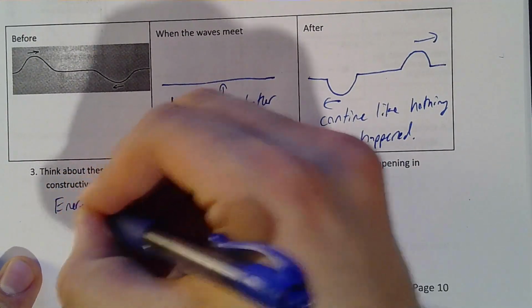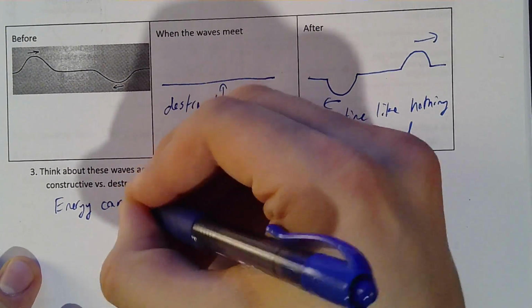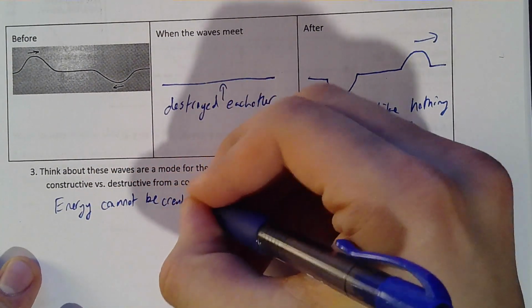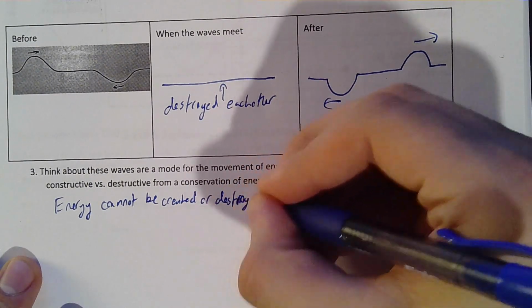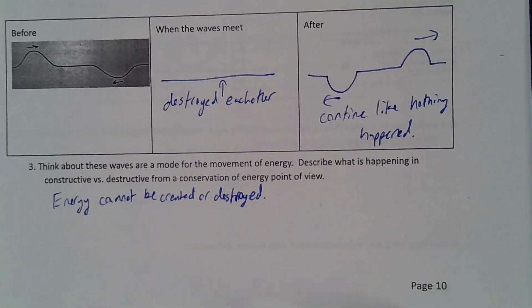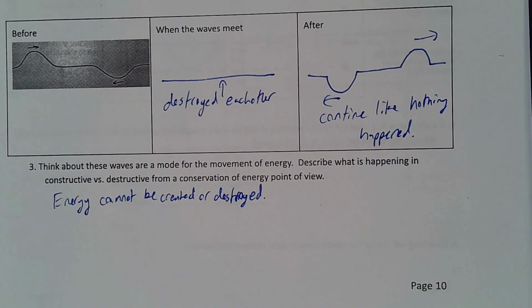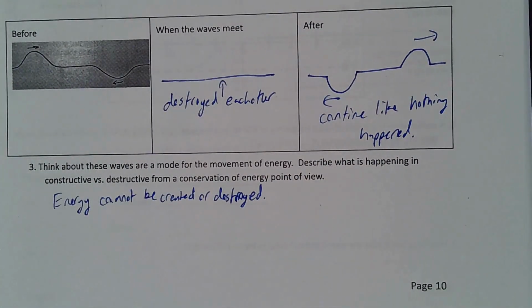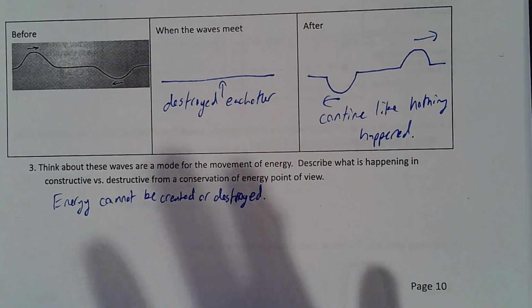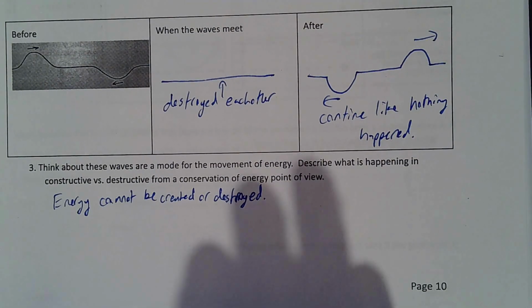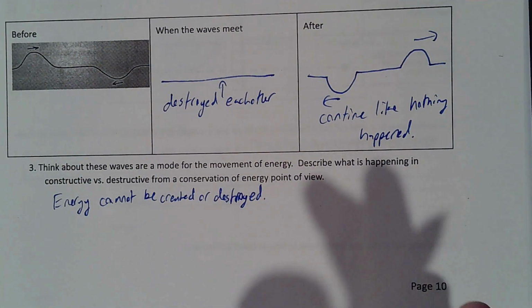Energy cannot be created or destroyed. Energy can't be created or destroyed. The wave that's traveling, wavity, wavity, wavity, is a movement of that energy. If we have the wave as the movement of energy and the amplitude of the wave as that energy, well, the amplitude has to represent the energy and cannot be created or destroyed.